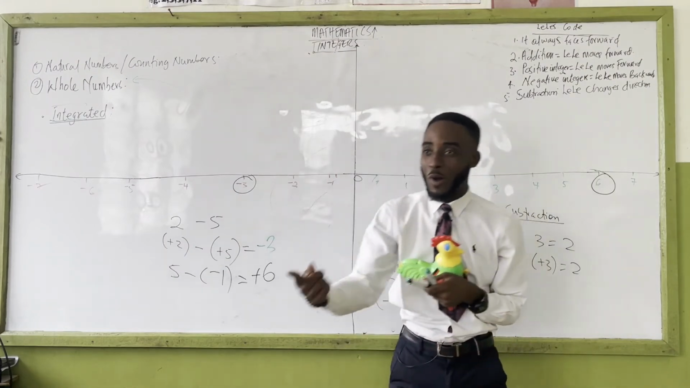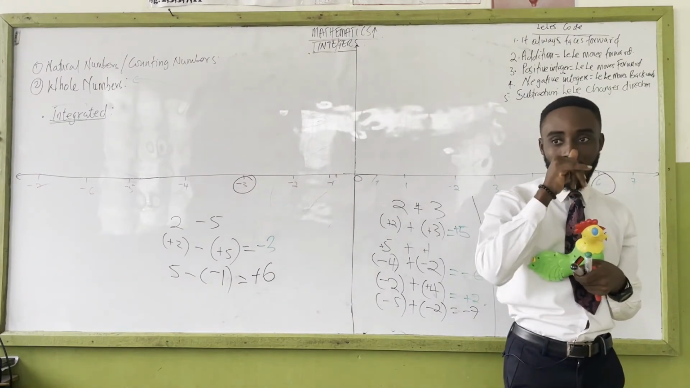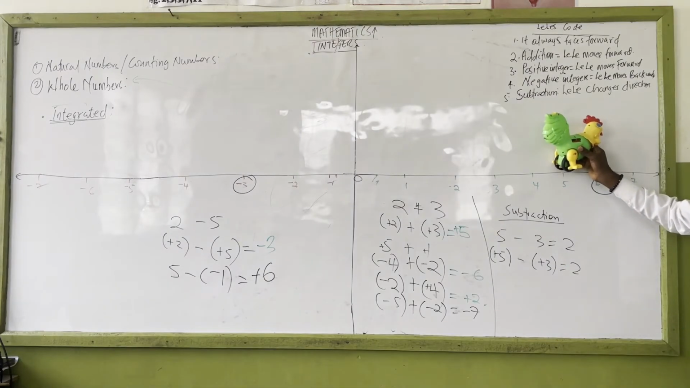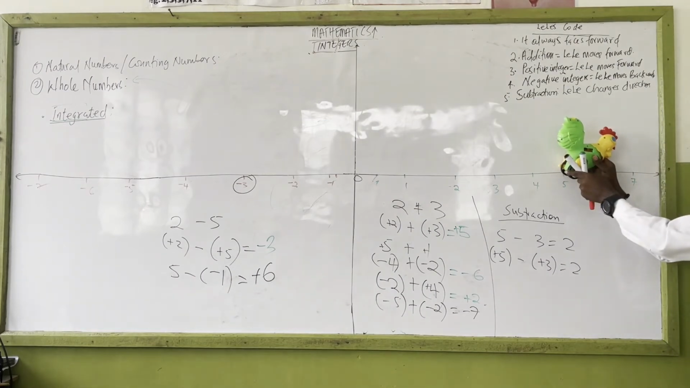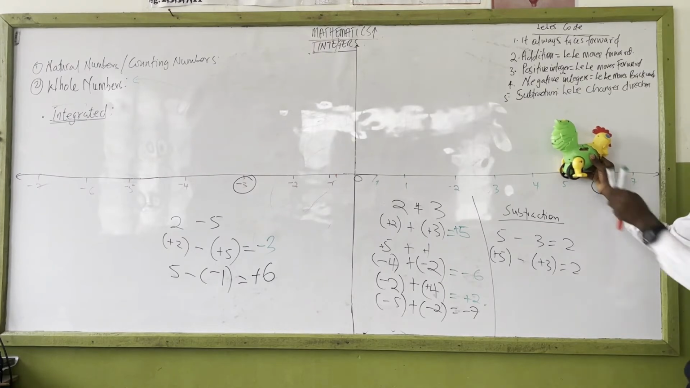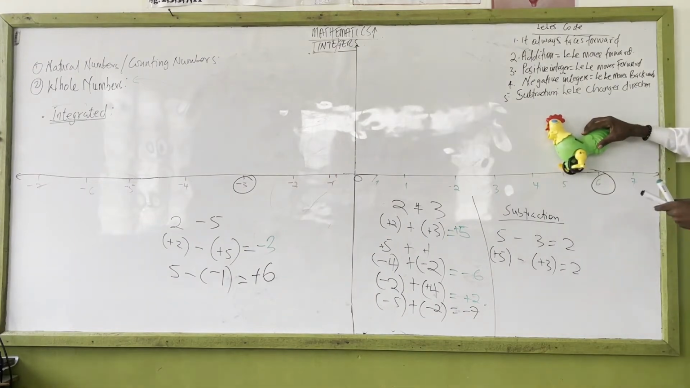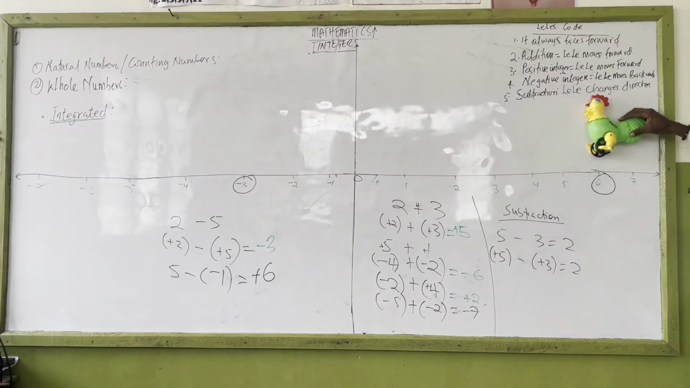Negative, positive, negative, positive. Do you get that? So when negative and negative meet, it becomes what? Plus. So Lele is on 5. Minus means what? Change direction. Then negative 1 means what? What does Lele do for a negative integer? Move backward. Moves backward 1 time. Are you following? So it lands on 6.